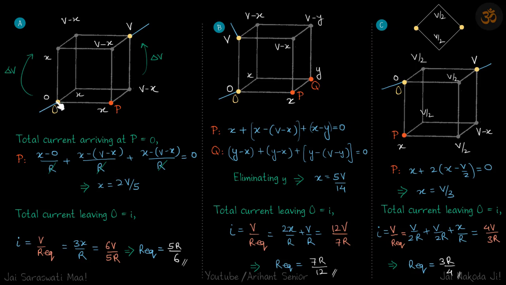So now let's see what is the current leaving point O. It is X by R plus X by R plus X by R. Because we have a battery of voltage V across these 2 points, the total current leaving is V by R equivalent, which is equal to X by R plus X by R plus X by R, which is 3X by R. We'll put the value of X here, 2V by 5, which will give that R equivalent is 5R by 6.